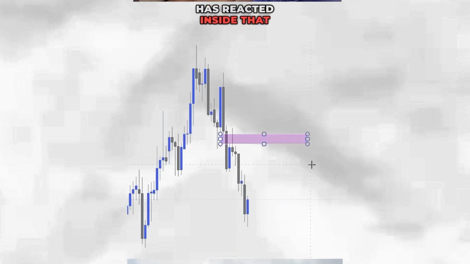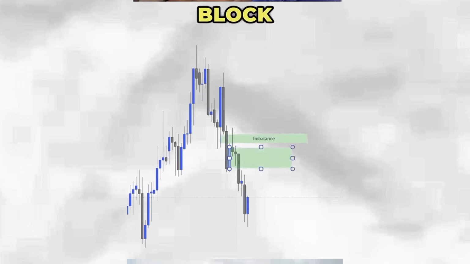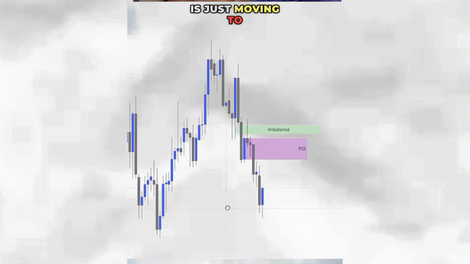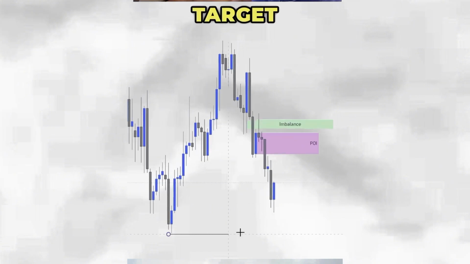Every time I'm taking a trade, I'm looking to get in line with the daily bias and follow the expansion of the daily time frame and the weekly time frame. So when I look at price action here on this daily time frame, I can see price has reacted inside that imbalance, and originally I was looking inside this order block right here as my point of interest area. Now you can see clearly price is just moving to the downside, and my target is this low right here because I know there's liquidity under there.